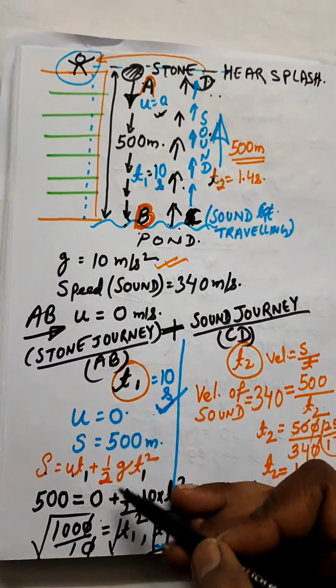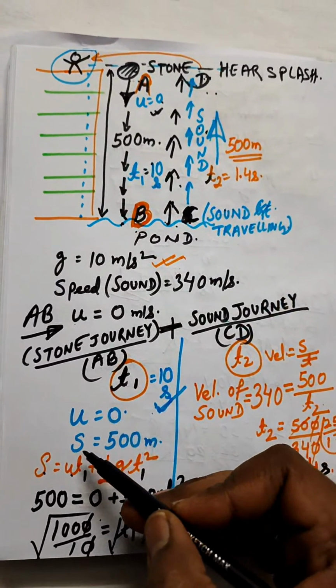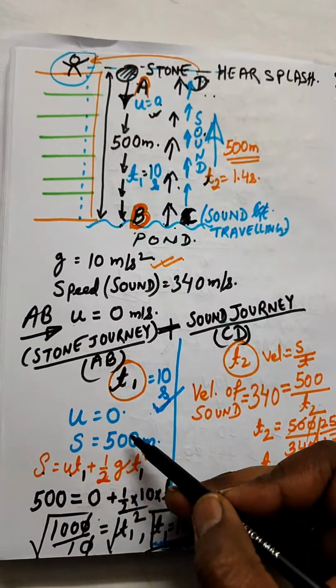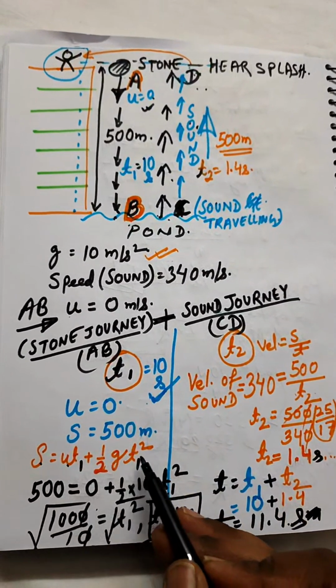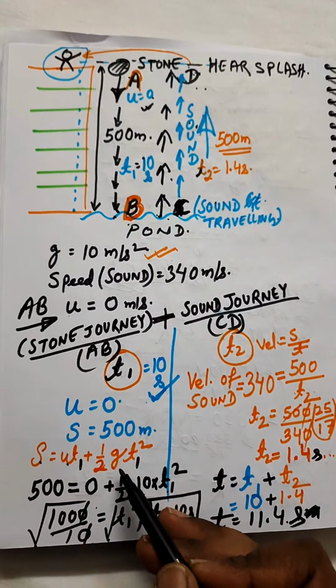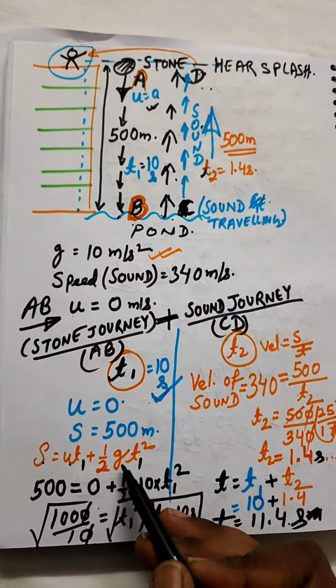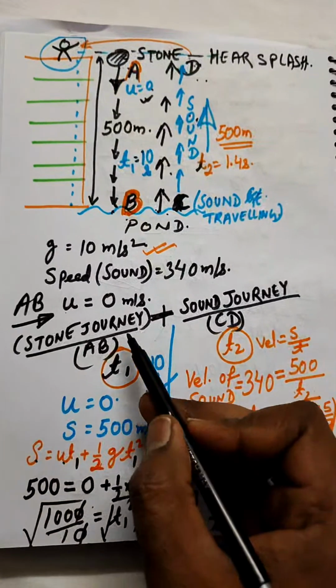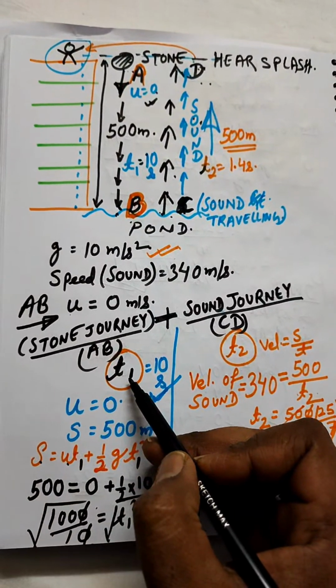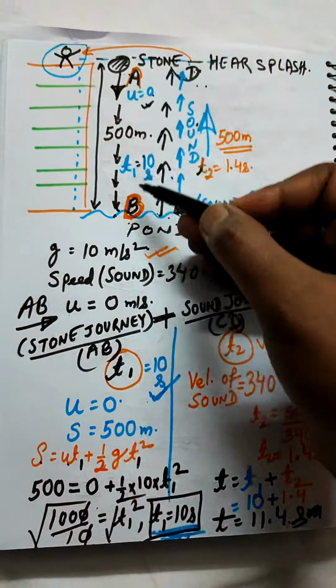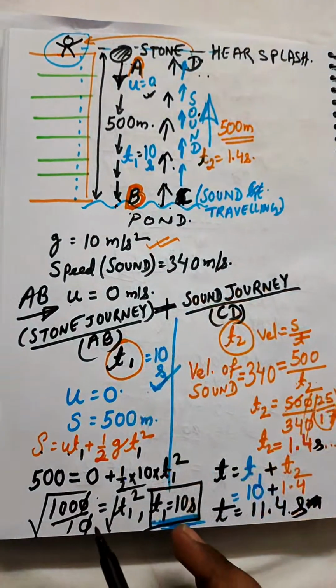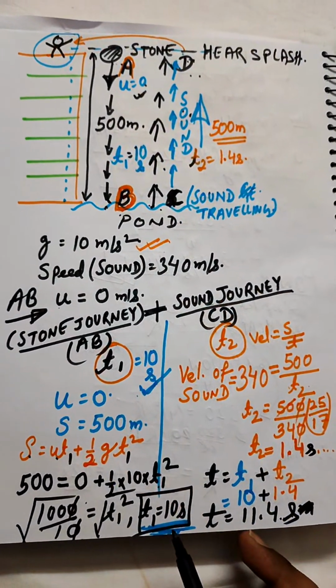So for AB, we have taken initial velocity 0, displacement is 500 meters. Applying s equal to ut plus half at square, acceleration due to gravity is g over here. Putting the value for t equal to t1, because this is for the journey t1, that means this is the time taken by the stone to reach the pond. So that is calculated as 10 seconds, right?